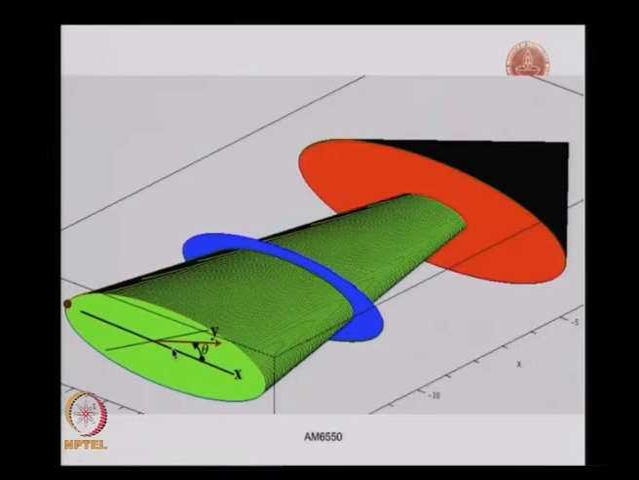Now, let us consider these 3 points. You see that. I have taken a point here. These are 3 different cones, if you can think about it. So this is this point out here.